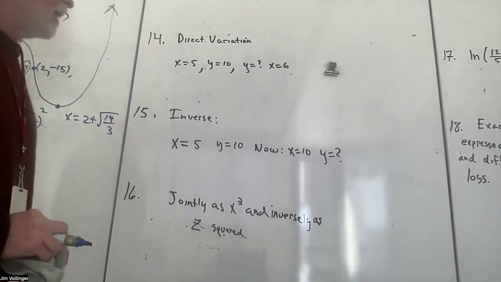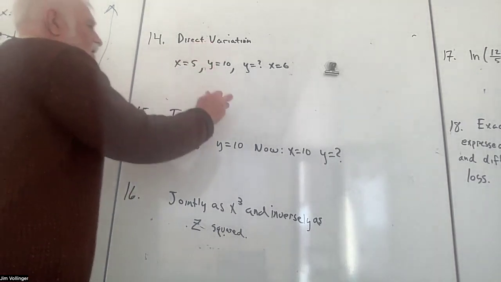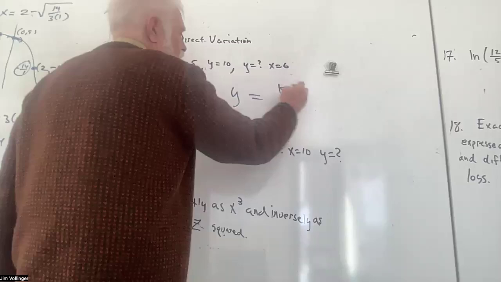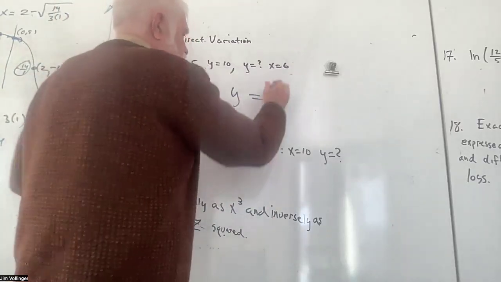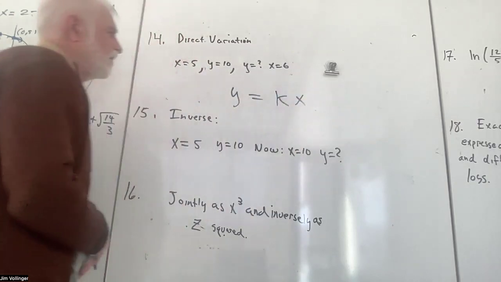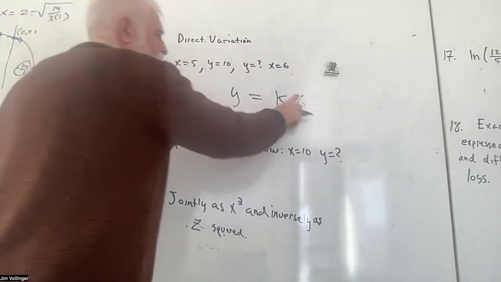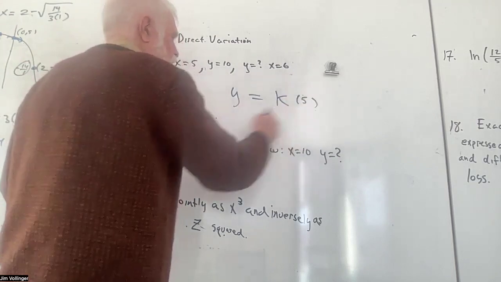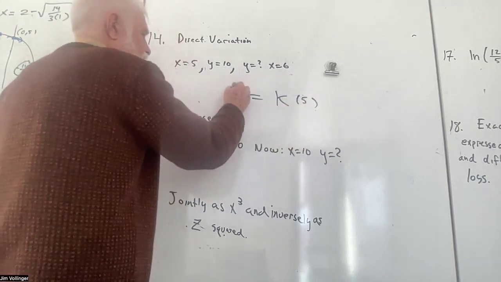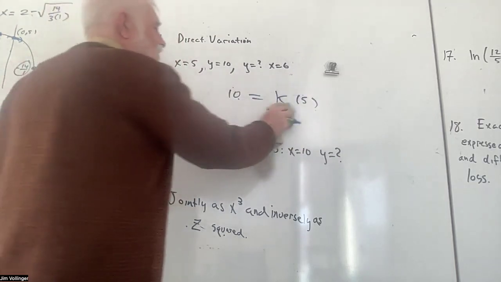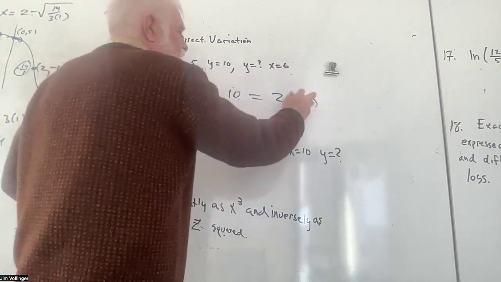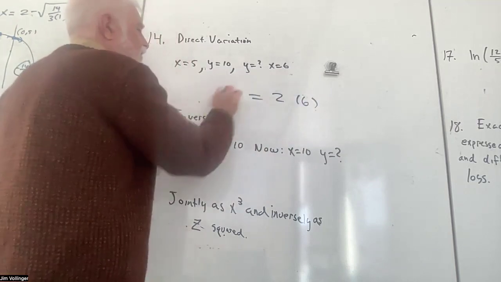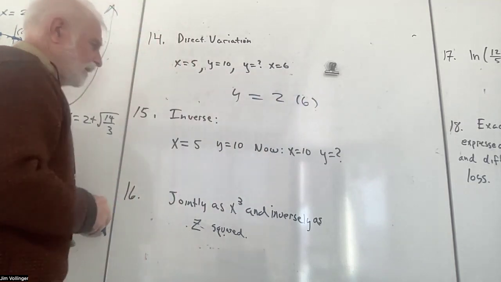Day 4, magic happens. Direct variation, y equals k times x is what we talked about. That's direct variation. We drop the 5 in. We drop the 10 in. Looks like k is 2. The constant of proportionality is 2. So if all of a sudden I say x is 6, I think we can figure out what y is.